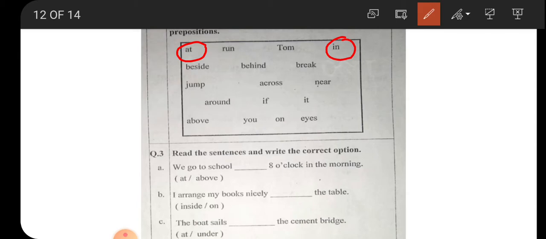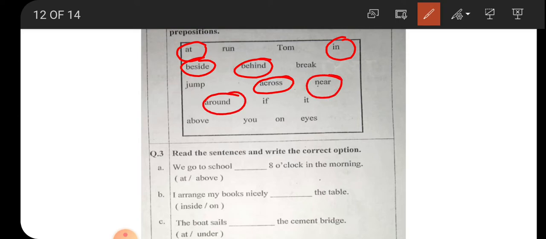In. Yes. Beside. Yes. Behind. Yes. Break is a noun. No. Jump is a verb. No. Across. Yes. Near. Yes. Around. Yes. If. No. It. No. Then above. Okay. Then comes on. That's all. ठीक है बेटा. If is a conjunction, and no, it is not a preposition. It doesn't tell us anything.